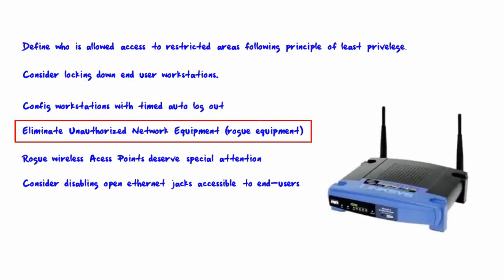Eliminate unauthorized network equipment, that is, rogue equipment. The most common type of unauthorized network equipment will be end users who install a device for convenience or fun, not realizing the security problems that this can cause. They don't realize that they could be creating a backdoor into the network.